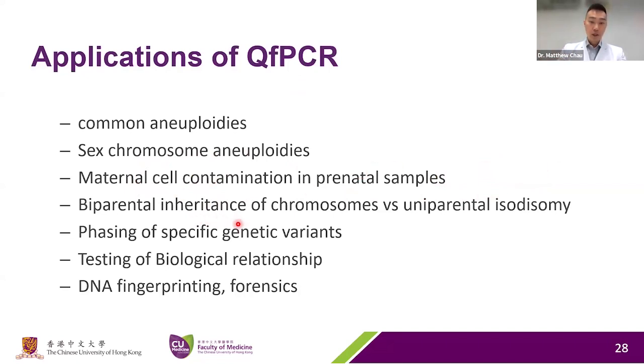We can also use it to confirm biparental inheritance of chromosomes. In certain chromosomes, there can be issues when both of the patient's chromosomes are inherited from one parent, for example, UPD15. We can also use these STR markers to perform phasing of genetic variants. This is also useful in pre-implantation genetic testing. And we can also use it to test biological relationship. And similarly, it can also act as DNA fingerprinting in forensics.